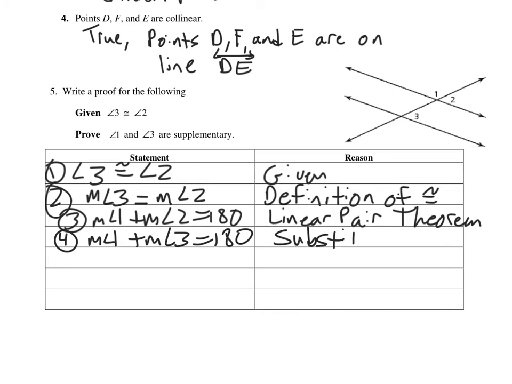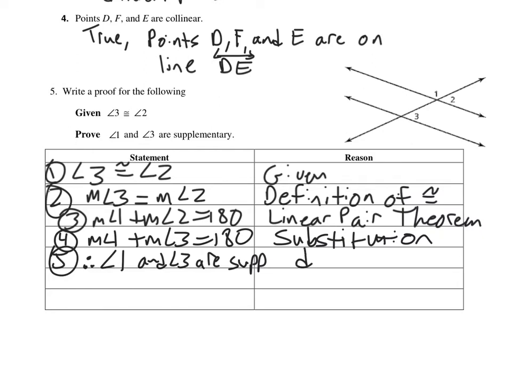That's substitution. All right? So substitution tells us that 1 and 3 add up to 180, and well, that's basically what supplementary means. We're pretty much done, but we've got to go one more step to say, therefore, angle 1 and angle 3 are supplementary. And how do we know that?